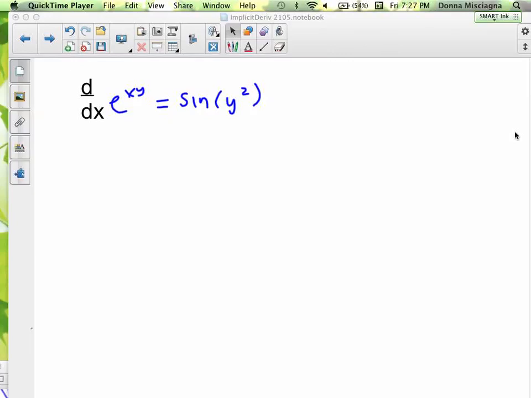So here's our first. It says take the derivative of e^(xy) = sin(y^2). All right, so we've got some chain rules in here. Here we want to take the derivative of e to the xy. Not only do we have a chain rule there, we have a product rule. So we're going to take the derivative.